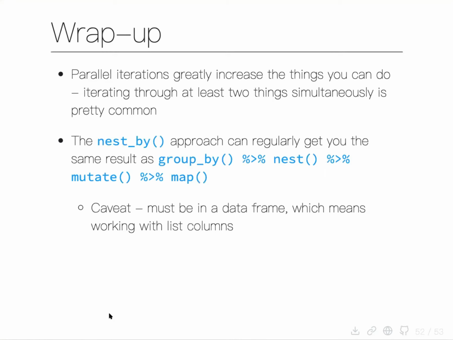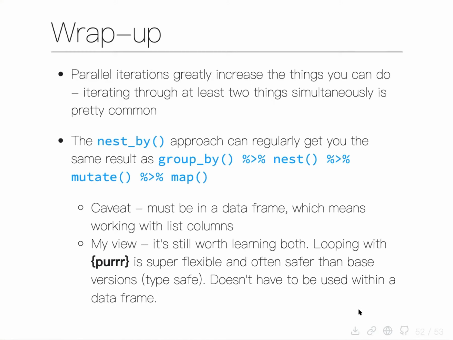If you're using the nest-by approach, that's pretty much always going to give you the same results that you get from group by, nest, mutate, map. So it's often a little bit less code. You also can avoid things like the .1 or the .x. The biggest caveat is that it has to be in a data frame, which means working with list columns, which is fine. But sometimes, especially when you get to more of the programmatic side of things, you don't really want to always be working in a data frame, and you just want to loop through a vector and do something. So that's why I think the map family is better generally. Okay, so that's basically what that says.